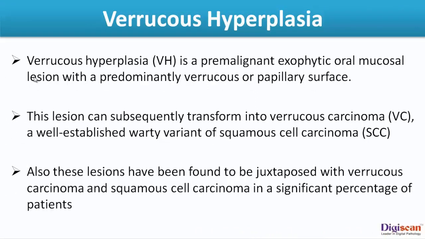Verrucous hyperplasia is a pre-malignant exophytic oral mucosal lesion with a predominantly verrucous or papillary surface. This lesion can subsequently transform into verrucous carcinoma, which is a well-established warty variant of squamous cell carcinoma. Also, these lesions have been found to be juxtaposed with verrucous carcinoma and squamous cell carcinoma in a significant percentage of patients.